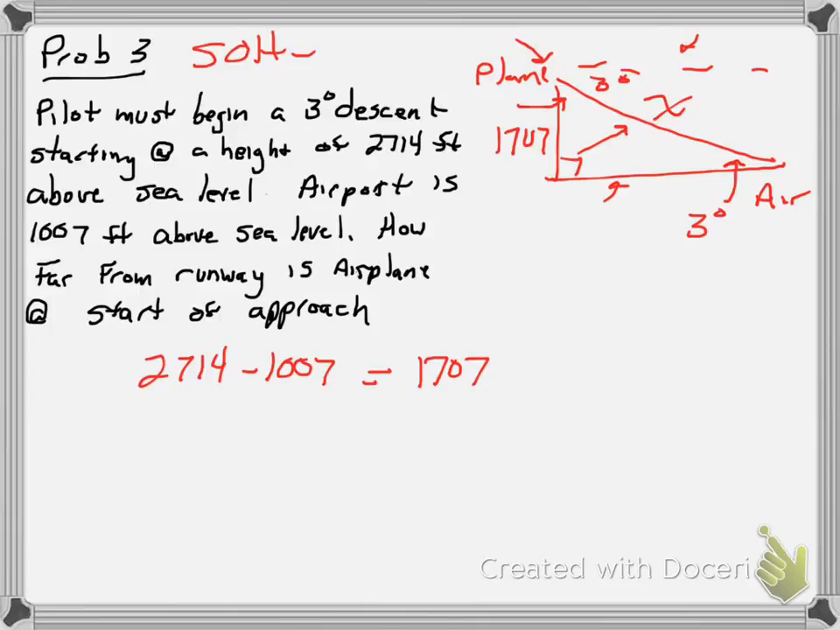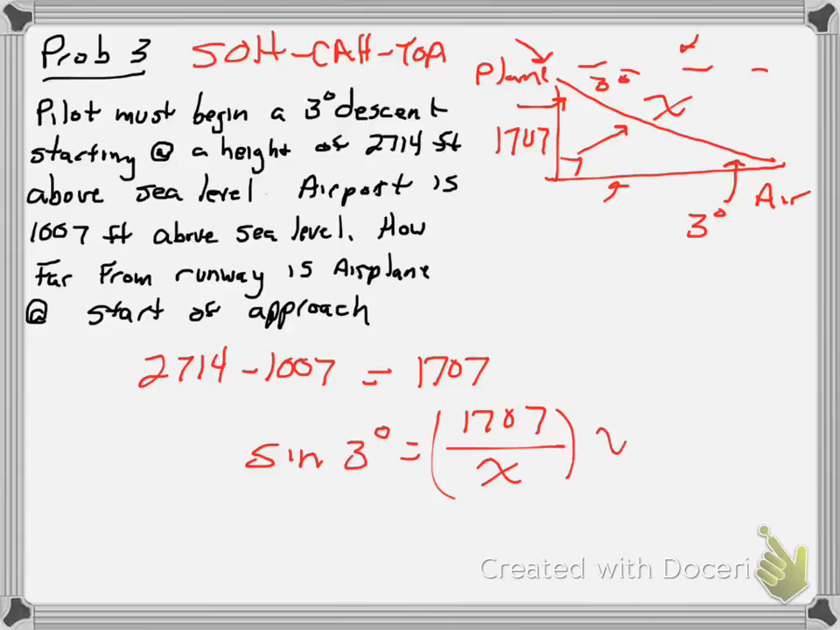So, SOH CAH TOA. Okay, what is the opposite and hypotenuse? That's sine. So the sine of 3 degrees equals opposite, which is 1707, divided by hypotenuse, which is x. Well, be careful here. We're going to have to multiply by x, and this presents a little bit of an issue. That's going to cancel. We get x sine of 3 degrees equals 1707.